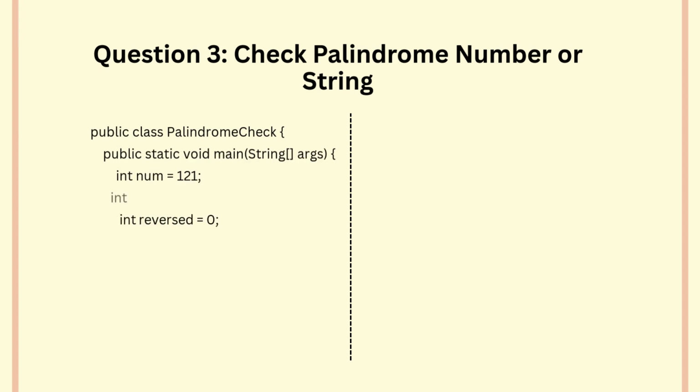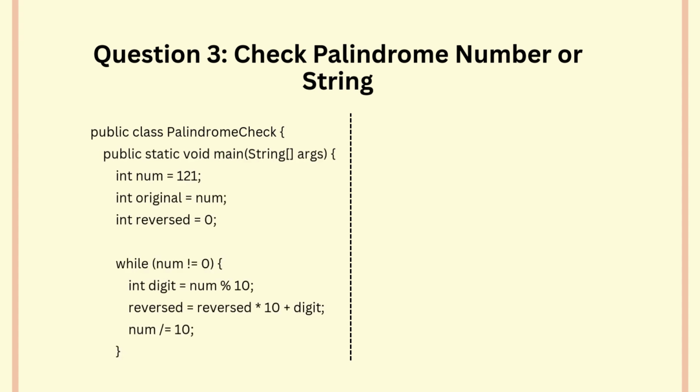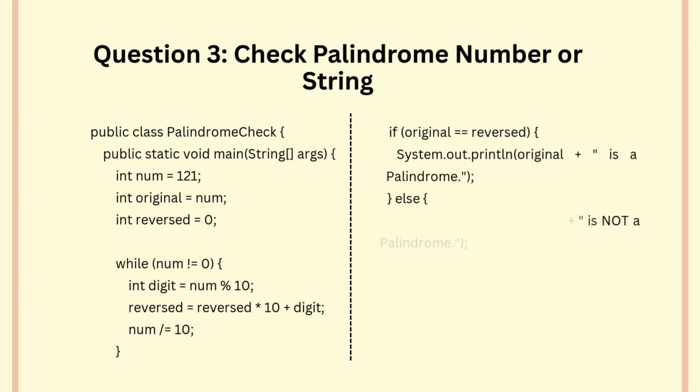Let's understand the program. We start with a number, here it is 121. We store it in a variable called original. Then, we make another variable called reversed and set it to 0. Now we use a while loop to reverse the number digit by digit. The expression num modulo 10 gives us the last digit. We add that digit to our reversed number. Then we remove the last digit from the number by dividing it by 10. This continues until the number becomes 0.